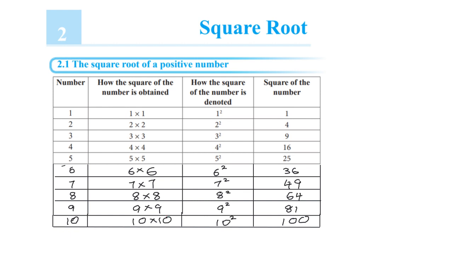Look at this number. 6 into 6, 6 squared, you have 36. 7 into 7, 7 squared, you have 49. 8 into 8, 8 squared, you have 64. 9 into 9, 9 squared, you have 81. 10 into 10, 10 squared, you have 100. These numbers, 1, 4, 9, 16, 25, 36, 49, 64, 81 and 100, are called square of the numbers up to hundreds.